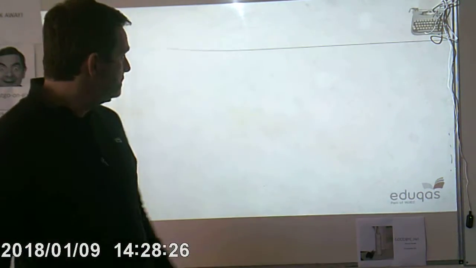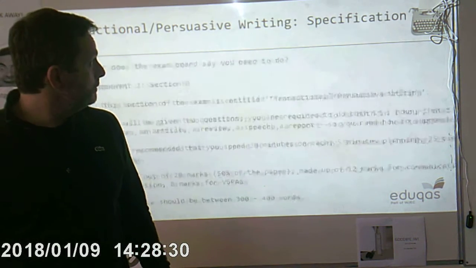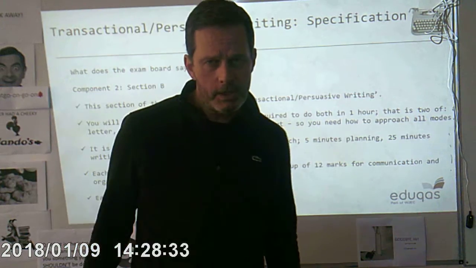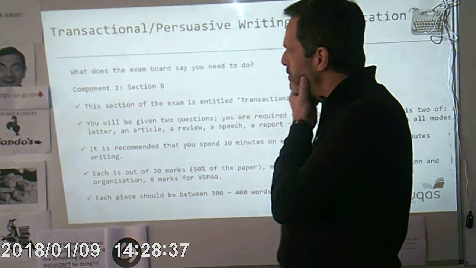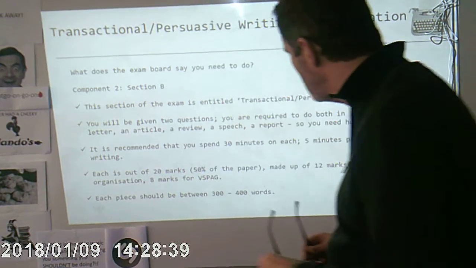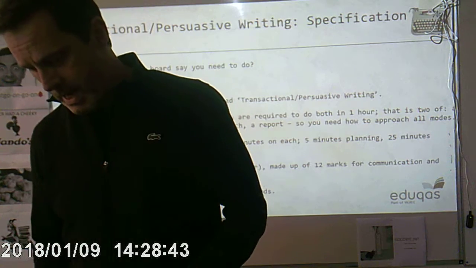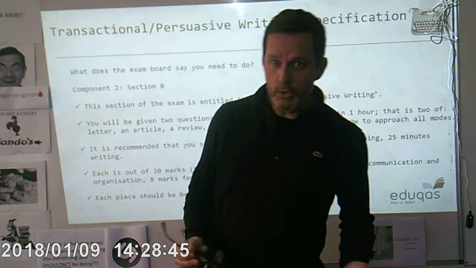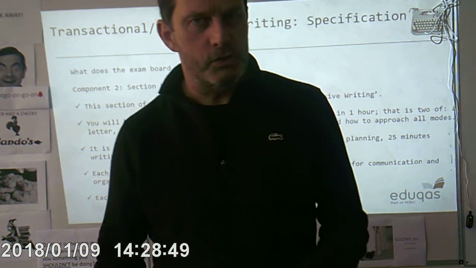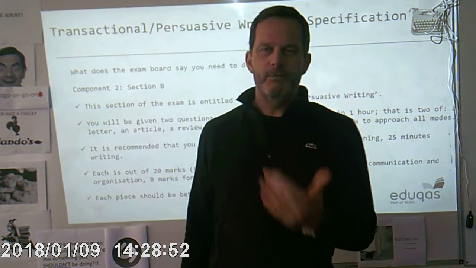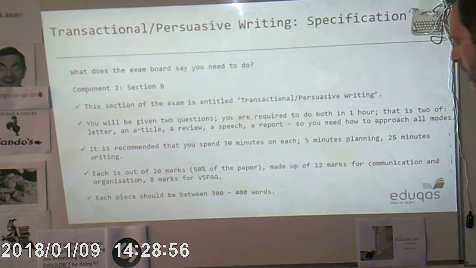What I will start off with today is just reminding you of the specifications for the exam. So exam board, what does it need to say that you need to know? First of all, the section, as you know, is entitled Transactional and Persuasive Writing. Obviously, you should know your list of persuasive techniques now. I'll go through them later on, particularly with reference to speech writing, but you should be pretty familiar with persuasive techniques over the years that you've been doing that as part of your non-fiction.